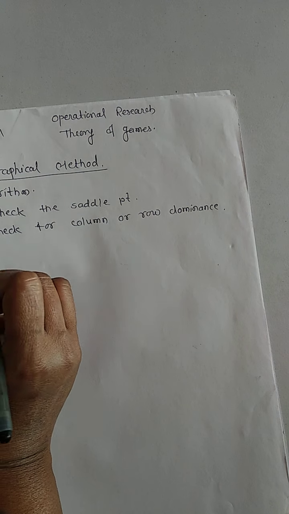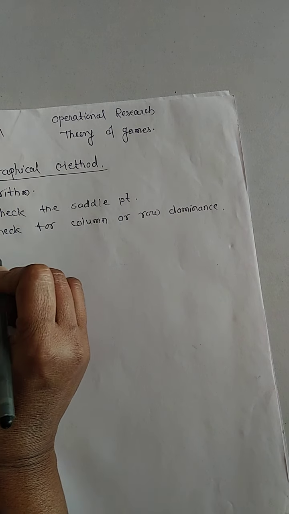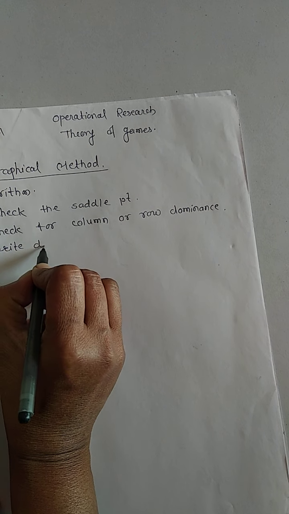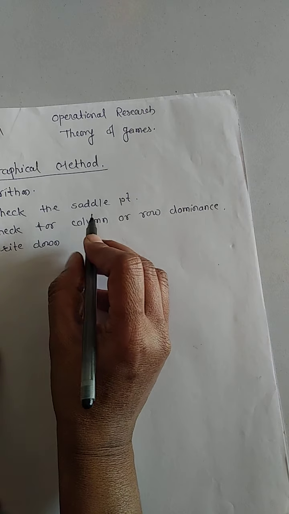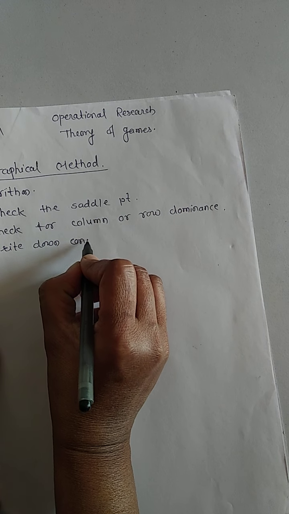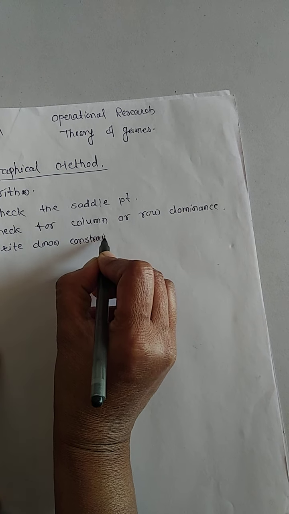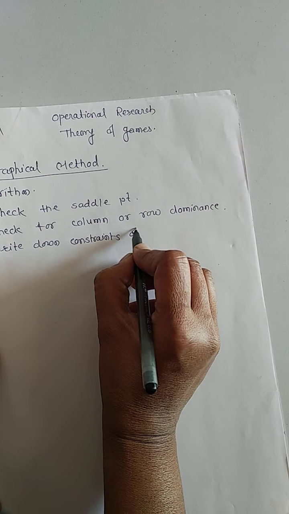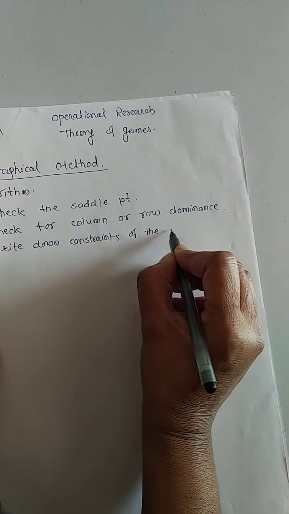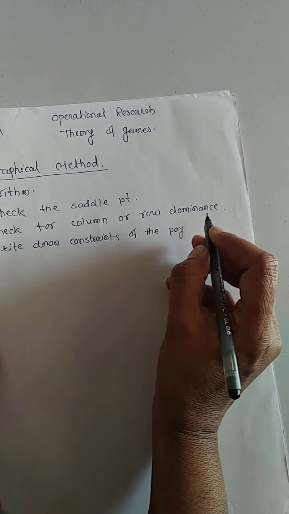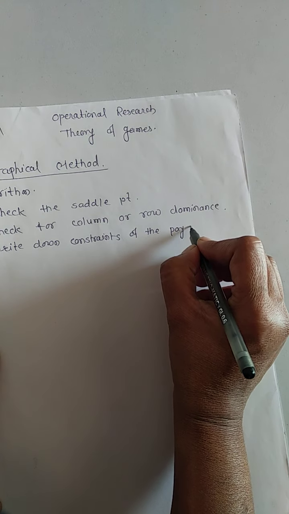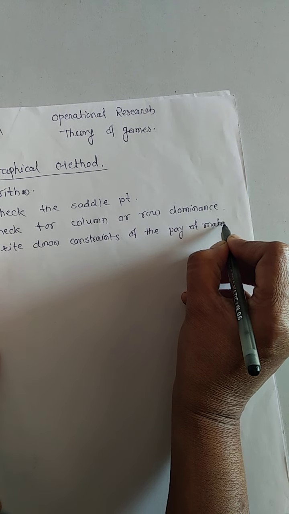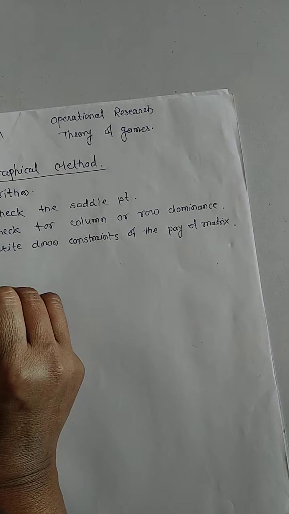And third step, write down the constants of the payoff matrix. Means column constants or row constants. Write down the constants of the payoff matrix.